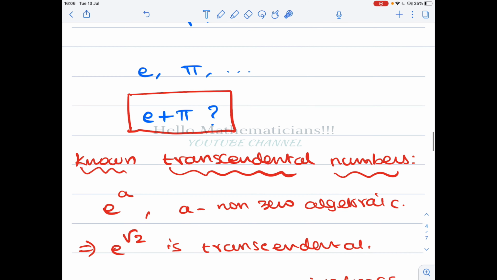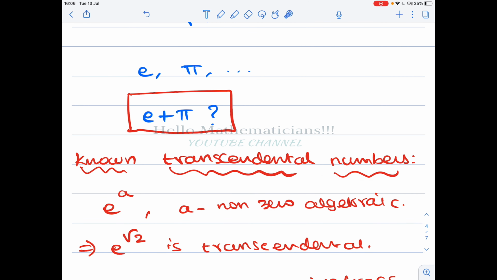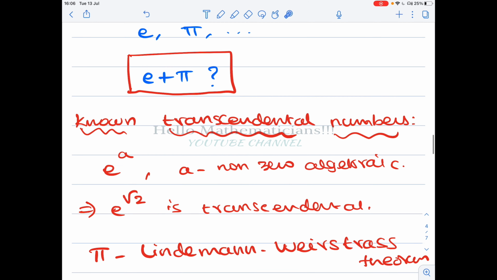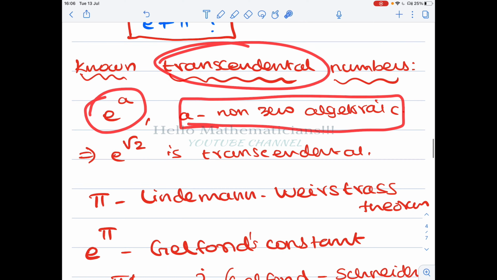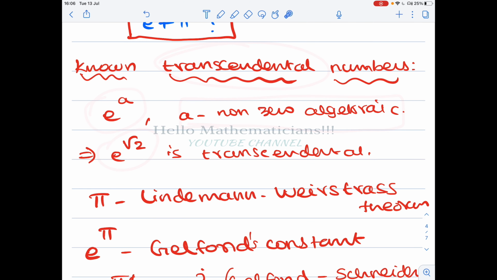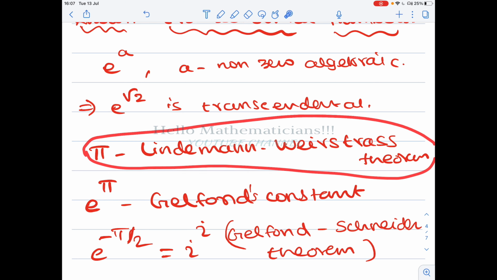Some examples of transcendental numbers, it's better you know, so that in a future exam it will be very helpful. e to the power a, where you take a to be any non-zero algebraic number, then e to the a will always be transcendental. So for example, e to the root 2 is a transcendental number. Then pi is a transcendental number. This is called the Lindemann-Weierstrass theorem. It is a very, very important theorem. Please check the proof at least once. It will be a very informative proof. One should have a look at it.